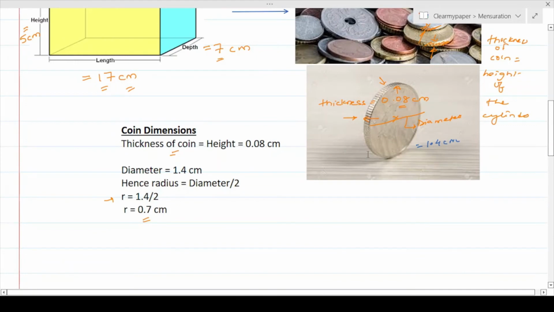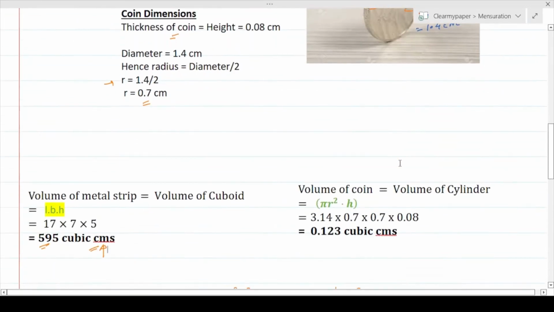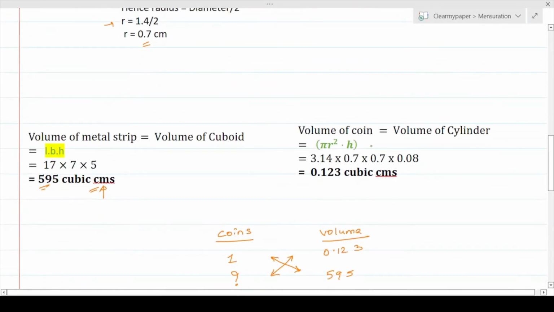And the volume of the coin is going to be the volume of the cylinder, because we know that the coin is a cylinder with a small height, and we know the formula for a cylinder, which is pi r square into h. Then we put the value of pi, the radius we have found from here. We have to multiply it twice because we have a square, and then we take the height and we get the volume of the coin. Volume of one coin.